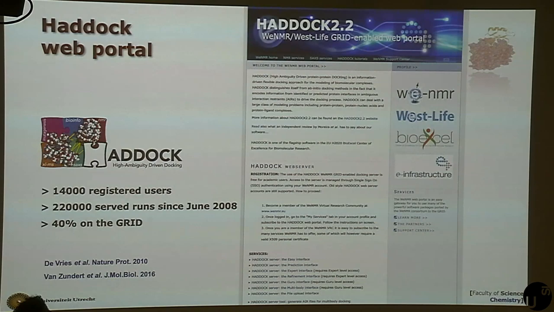So most of our users are using HADDOCK through the web portal, and you're going to use the web portal this afternoon in the tutorial. We have a large number of docking runs that have been served over the years. It's been active since 2008. About 45% of all the docking has been performed on high throughput compute resources distributed around Europe because of the support of EGI and those European projects. So we are sending jobs mostly to European resources, but also China, Taiwan, and in the past also the US, the Open Science Grid. We are able to provide these services because of this support.